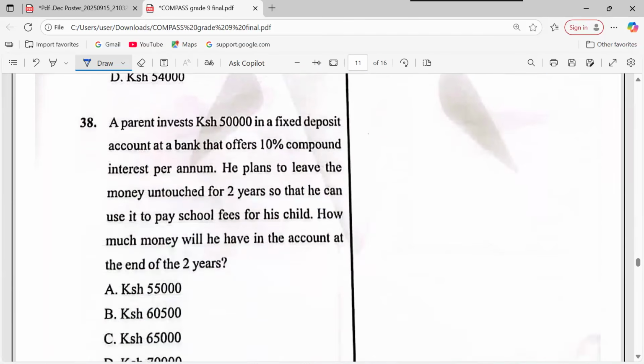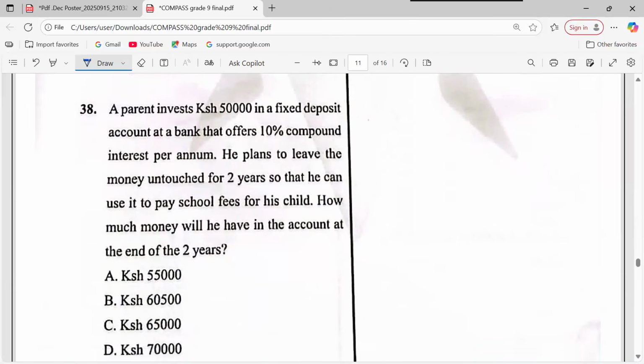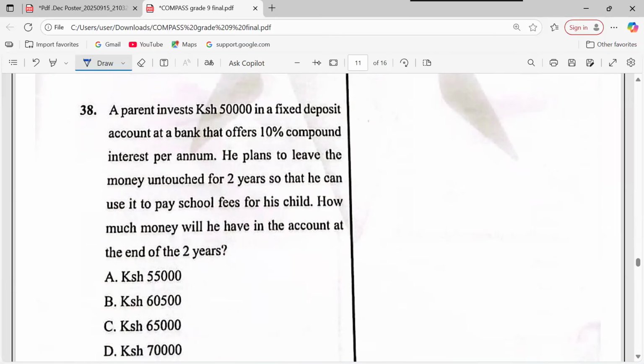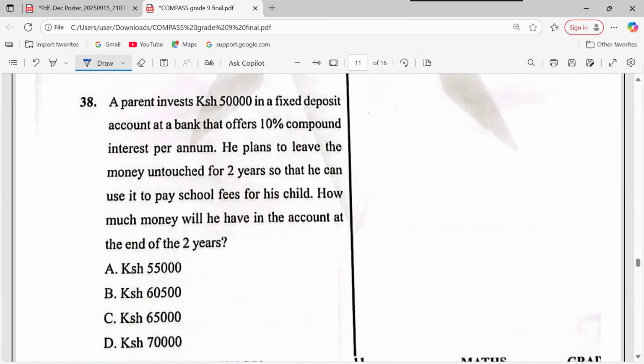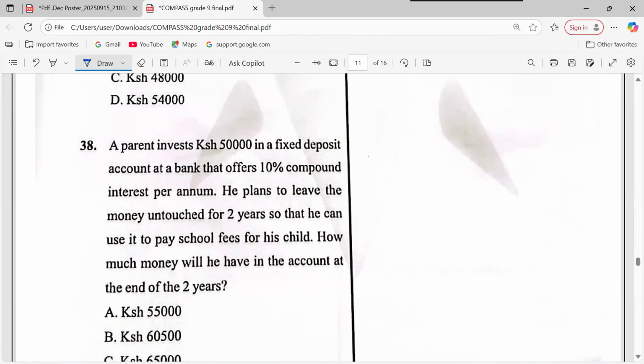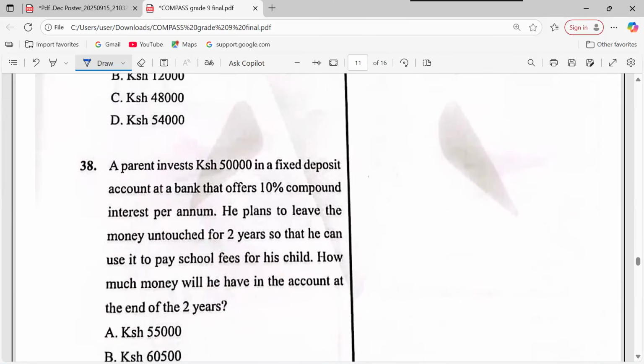38. A parent invests 50,000 Kenya shillings in a fixed deposit account at a bank that offers 10% compound interest per annum. He plans to leave the money untouched for 2 years so that he can use it to pay fees for his child. How much money will he have in the account at the end of the second year? In other words, this is compound interest and we need the amount accumulated after 2 years.